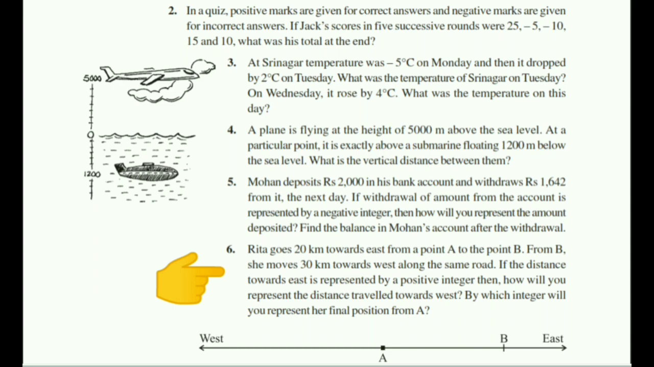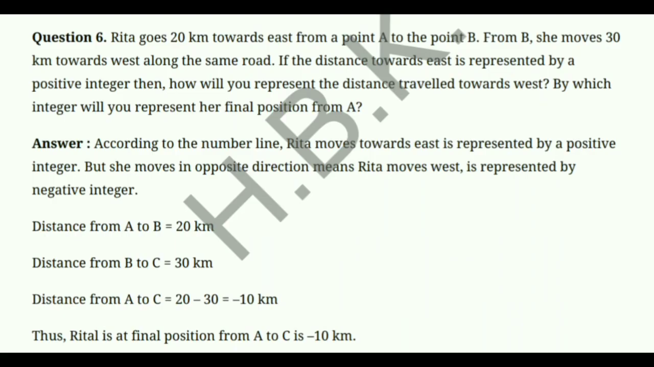Now children, we will solve sum number 6. In this sum, Rita from a particular point moves in the east direction, that we will consider as positive integer, and then she moves towards the west direction, that we will consider as negative integer. So from a particular point A, Rita moves 20 kilometers in the east direction. So plus 20, and from that point she moves towards the west side 30 kilometers.